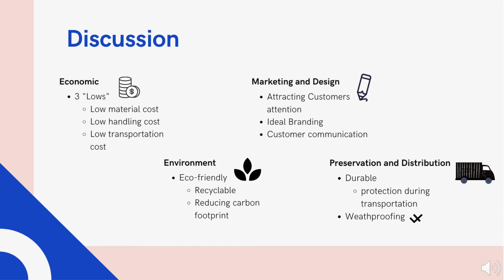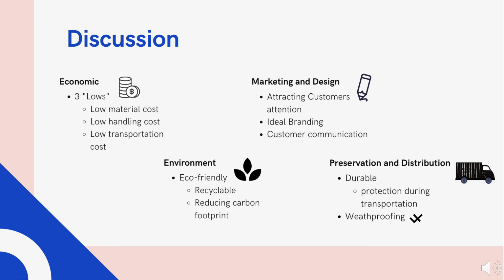For the environment part, our secondary packaging design is eco-friendly because it is recyclable, as corrugated fiberboard is biodegradable and contains no dyes or bleaches at all. And it can also be reused over and over again, which saves you money while reducing the carbon footprint.